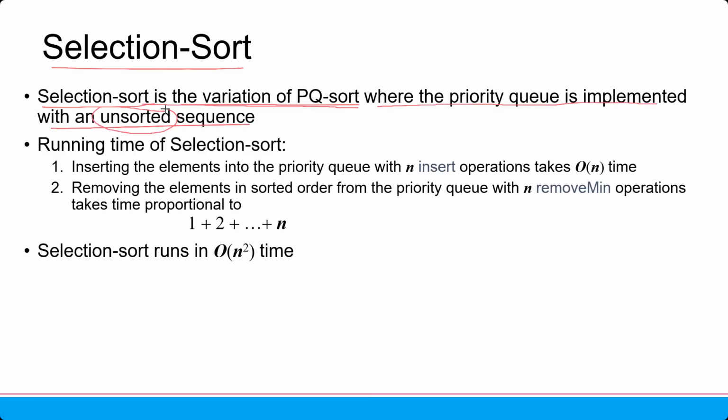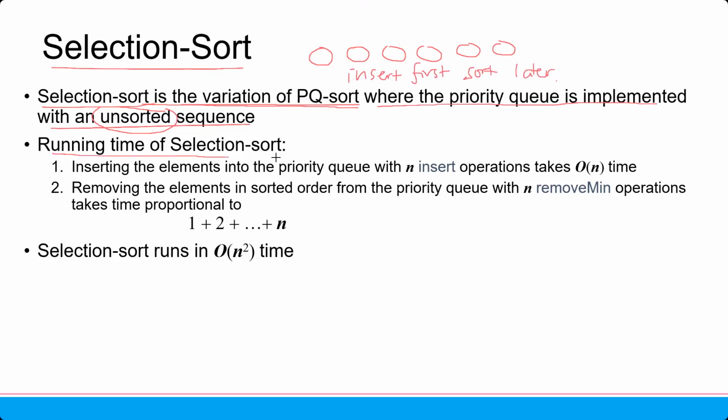Unsorted sequence means you put the data at the last of the list, each time, and then after you want to remove it, you will remove it according to the smallest key. So it means we will insert first and sort later.